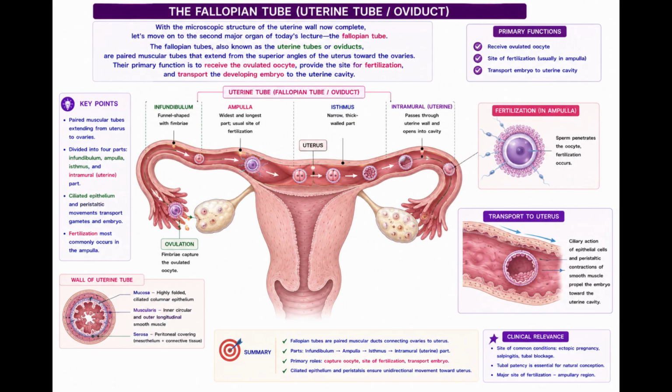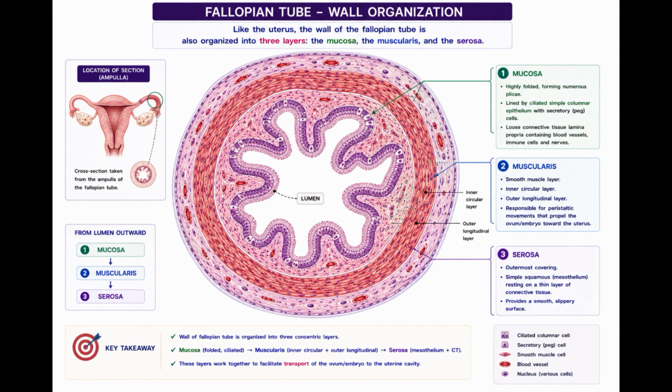The fallopian tubes, also known as the uterine tubes or oviducts, are paired muscular tubes that extend from the superior angles of the uterus toward the ovaries. Their primary function is to receive the ovulated oocyte, provide the site for fertilization, and transport the developing embryo to the uterine cavity. Like the uterus, the wall of the fallopian tube is also organized into 3 layers: the mucosa, the muscularis, and the serosa.